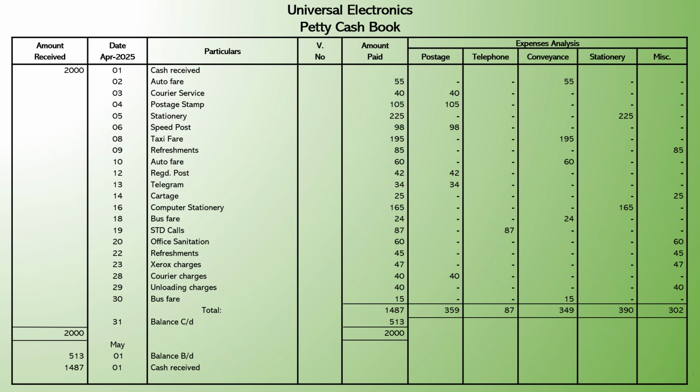Total the amount paid column and the analysis columns. The total of amount paid is ₹1,487, and on 30th April find the difference between amount received and paid. Write the amount as balance carried down of ₹513. The same amount is to be brought down on the next day, that is on 1st May. Also record the receipt of imprest amount of ₹1,487 and match the total imprest amount with the earlier one.